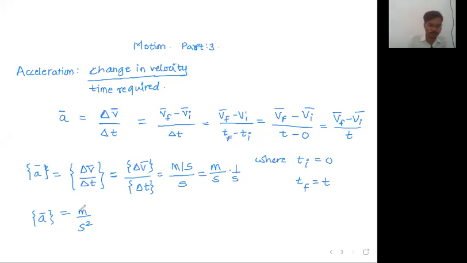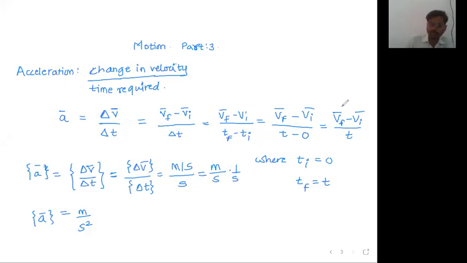What is the standard unit of distance or displacement? Meter. What is the standard unit of time? Second. There are other units of distance, kilometer, centimeter, but the standard unit for distance is meter, and the standard unit for time is second. There are other units also, hour, week, day, year. Okay, fine.